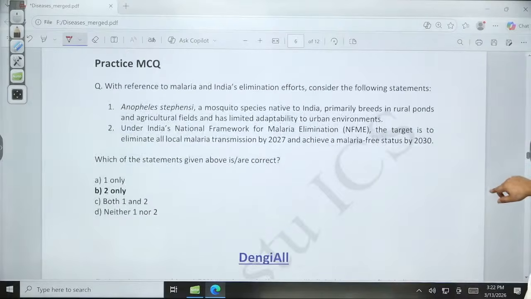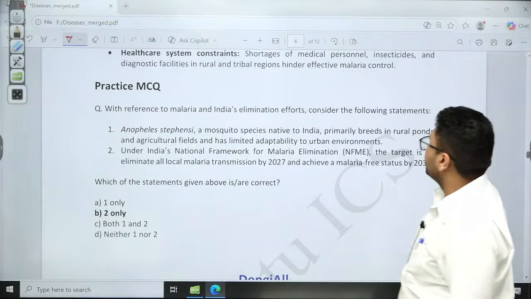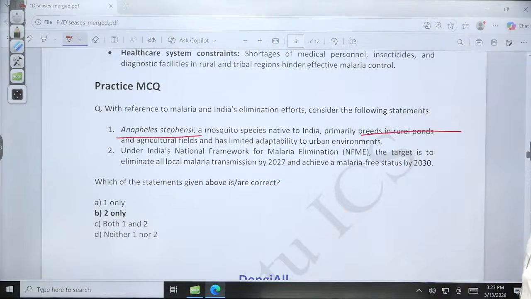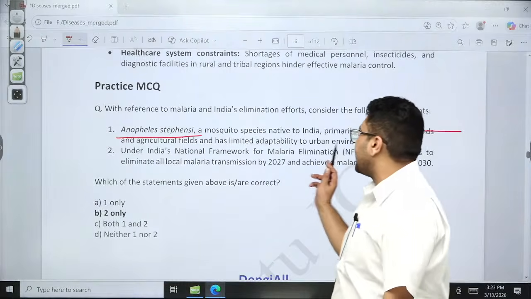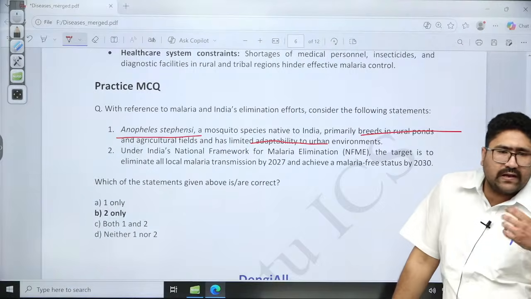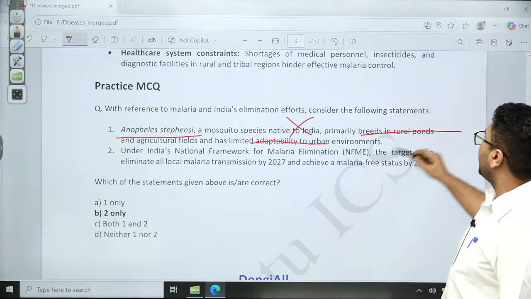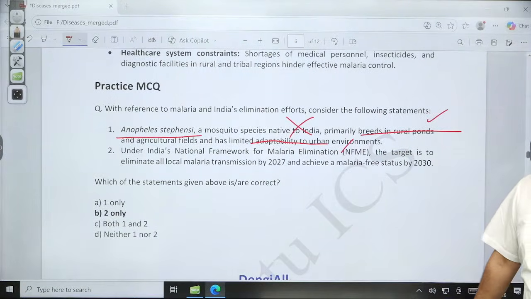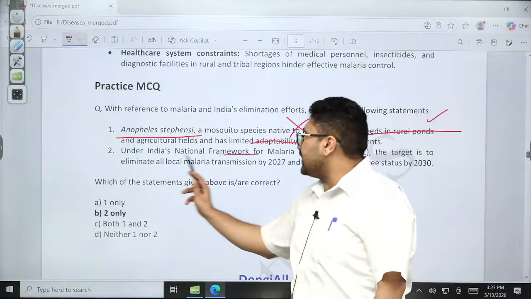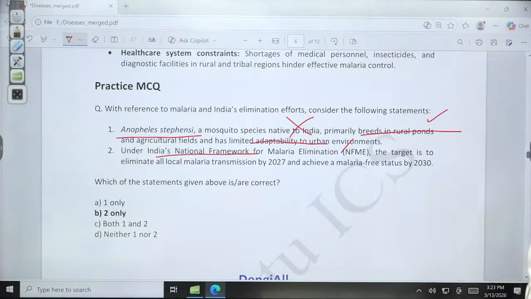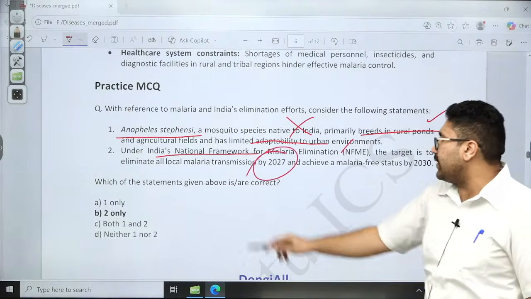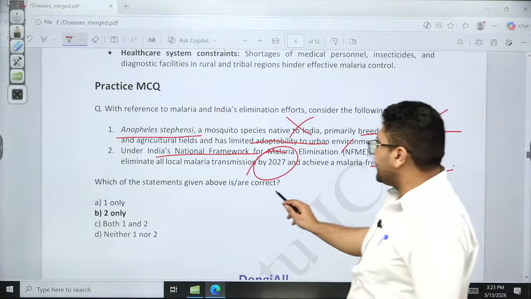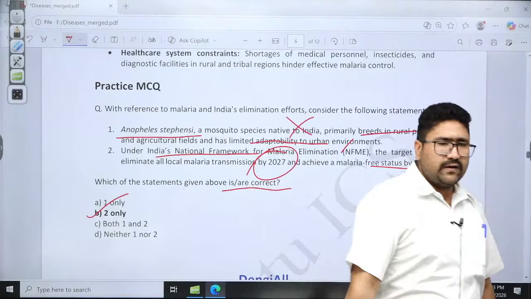It says, with reference to malaria and India's elimination efforts, consider the following statements. Anopheles stephensi mosquito is native to India, primarily breeds in rural ponds and agricultural fields and has limited adaptability to urban environments. बिल्कुल ही गलत है. It is not native to India, it is breeding in urban ponds and it is extremely adaptable to urban environments. ठीक है. Under India's National Framework for Malaria Elimination Program, the target is to eliminate local malaria transmission by 2027 and complete malaria free status by 2030. This is the right statement. Which of the statements are correct? B, only 2 becomes the right answer.